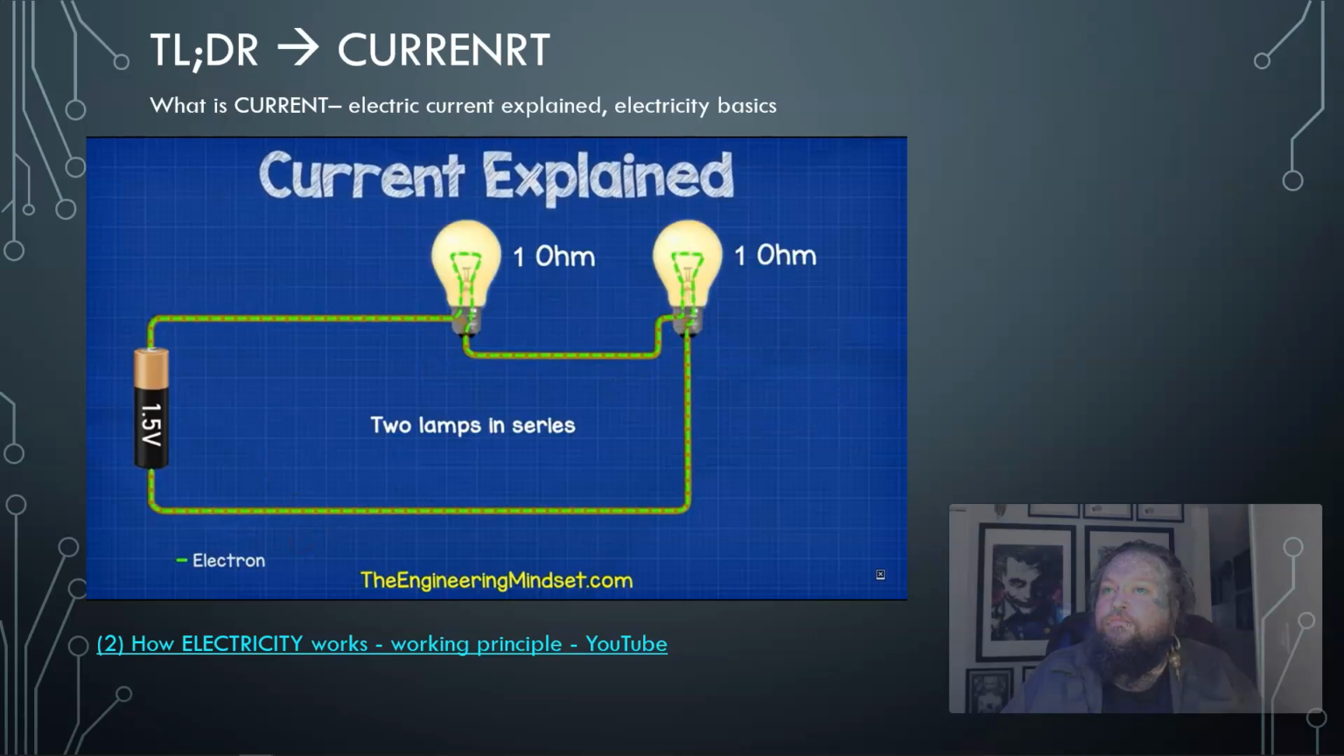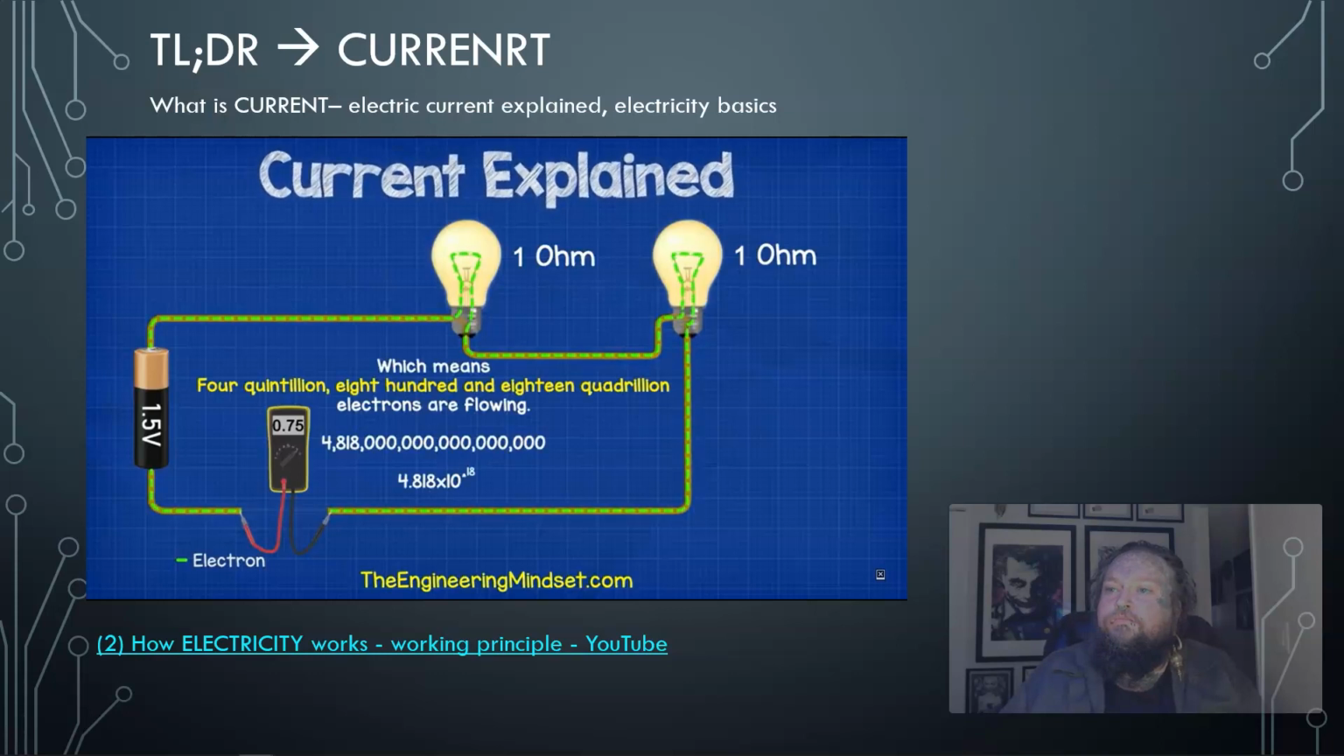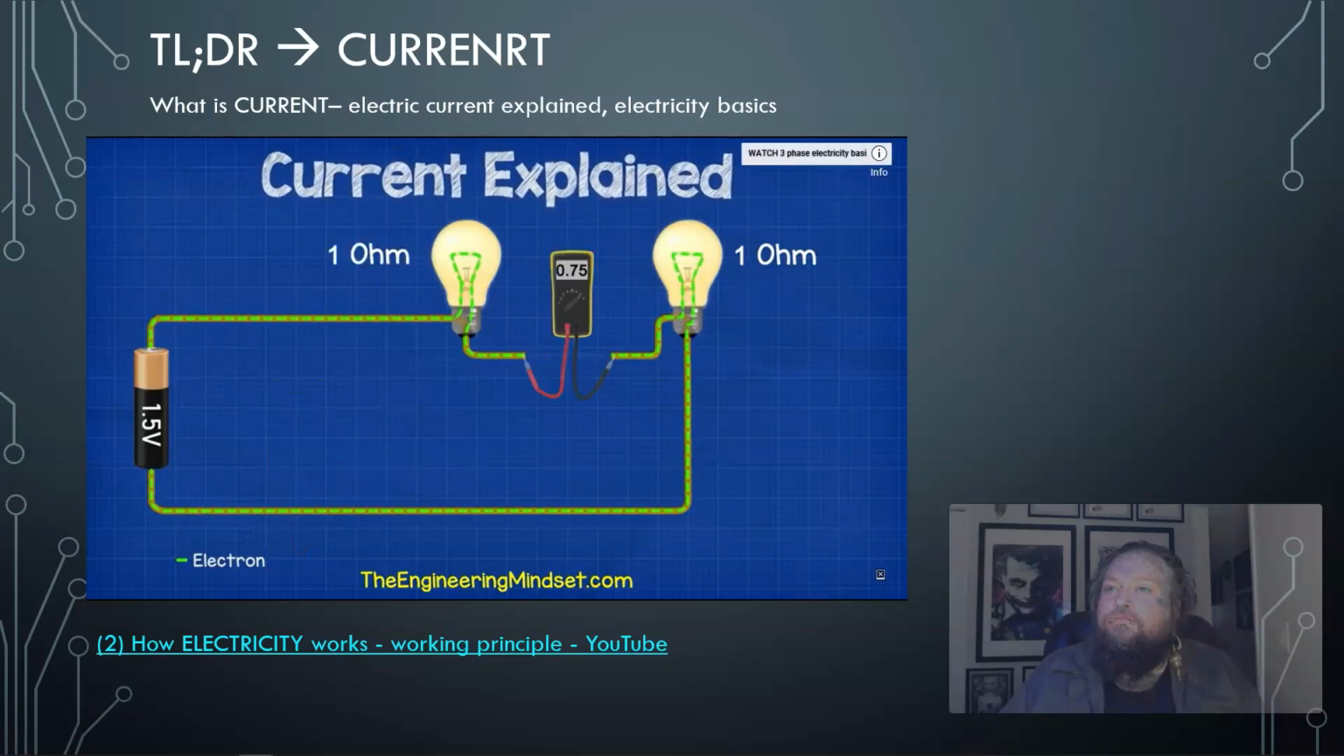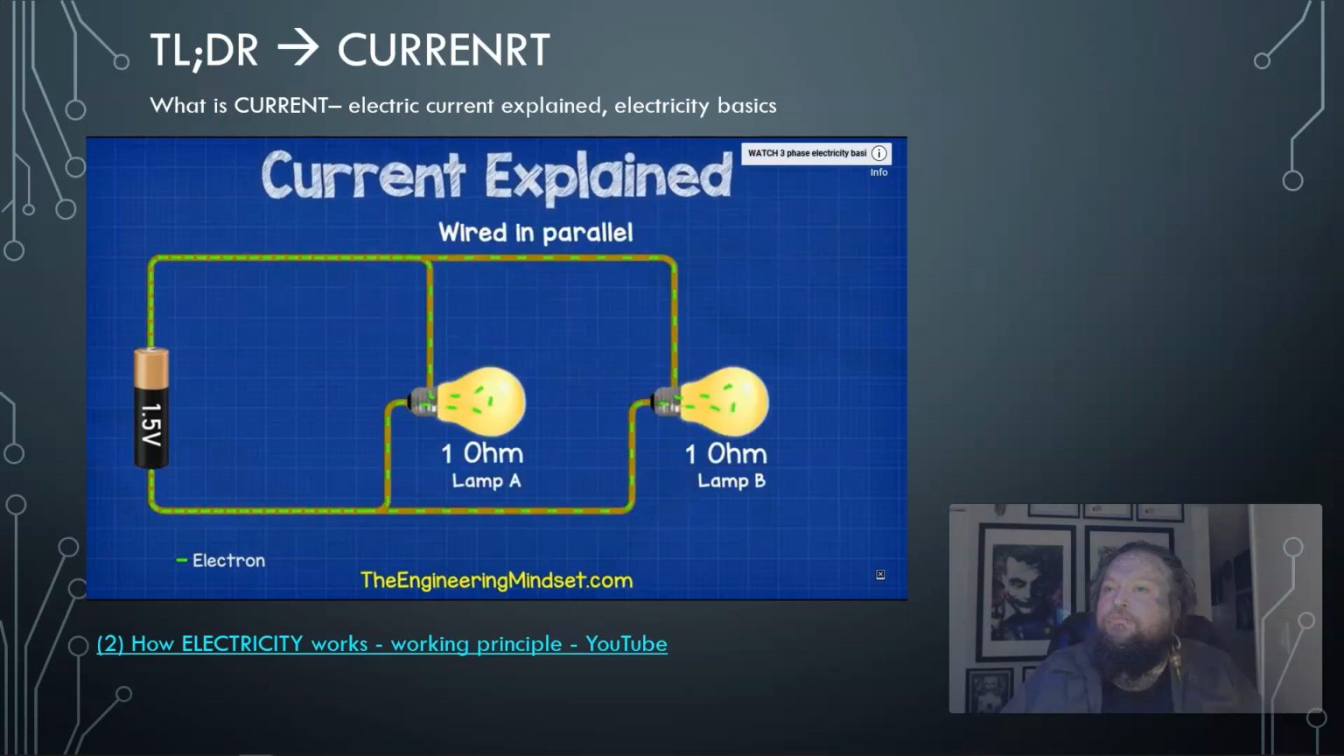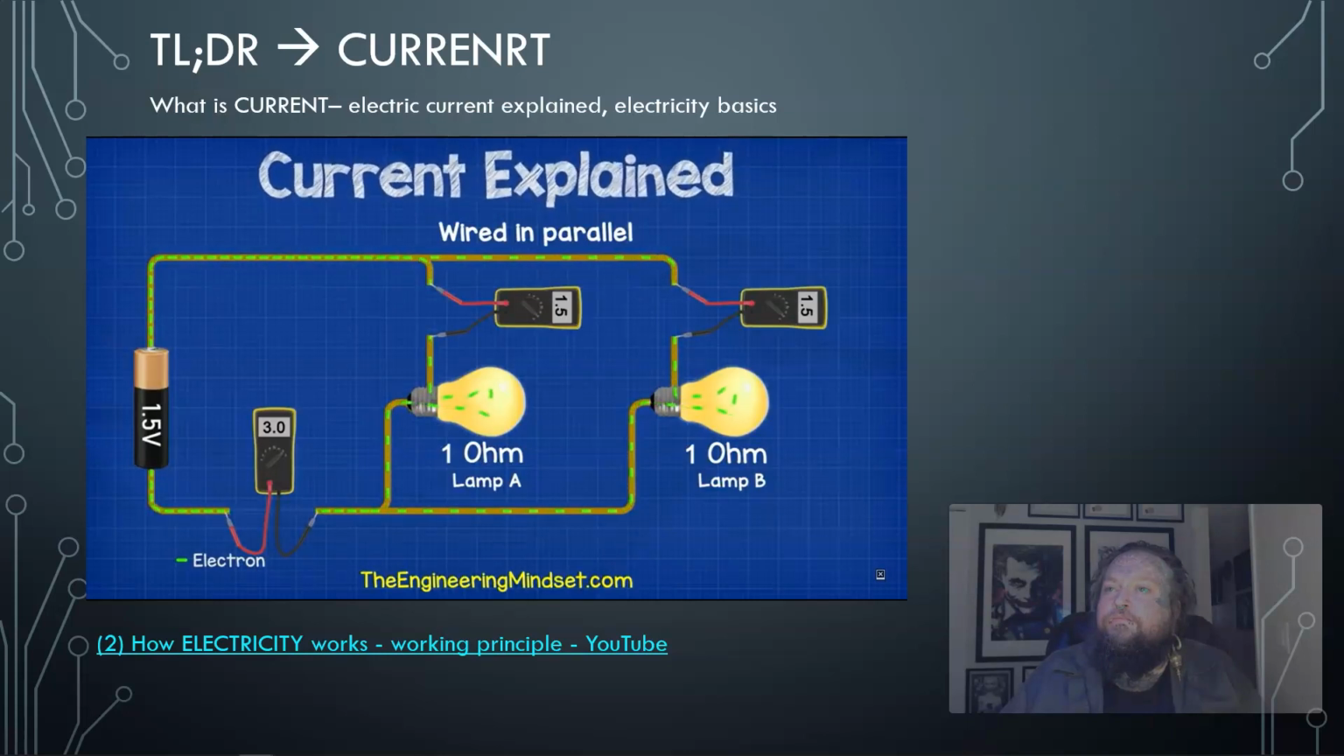If we add another lamp to the circuit, connected again in series, the lamp also has a resistance of 1 ohm, then we are adding more resistance to the circuit, so the electrons are slowed down. In this case, we get a reading of 0.75 amps, which means 4,818 quadrillion electrons are flowing per second. This is in series, so again, we can move the multimeter and we get the same reading. If we now connect the circuit with 2 lamps in parallel, both with a resistance of 1 ohm, and connect this to a battery of 1.5 volts, then in the main wire to and from the battery, we get 3 amps. But on the branch of each lamp, we get 1.5 amps.